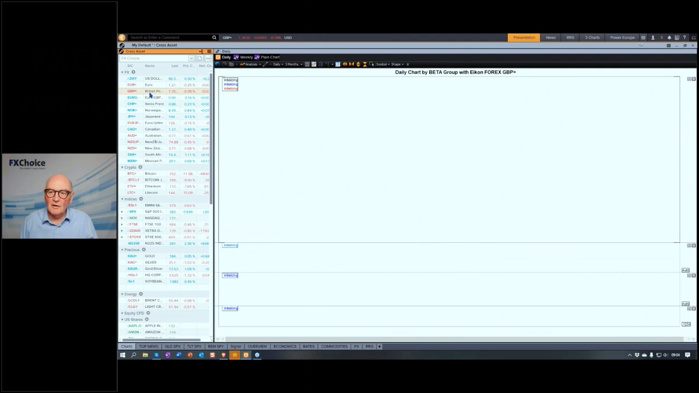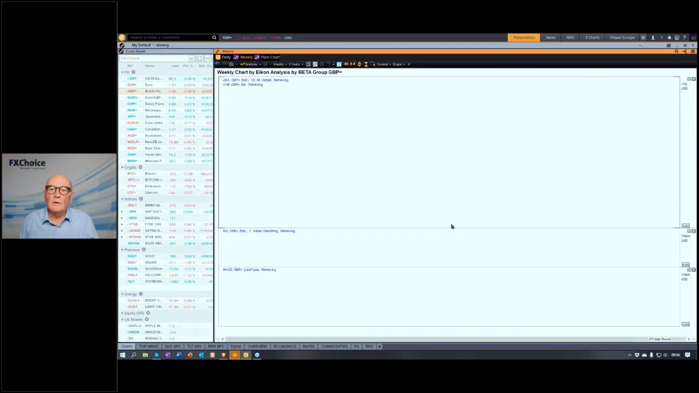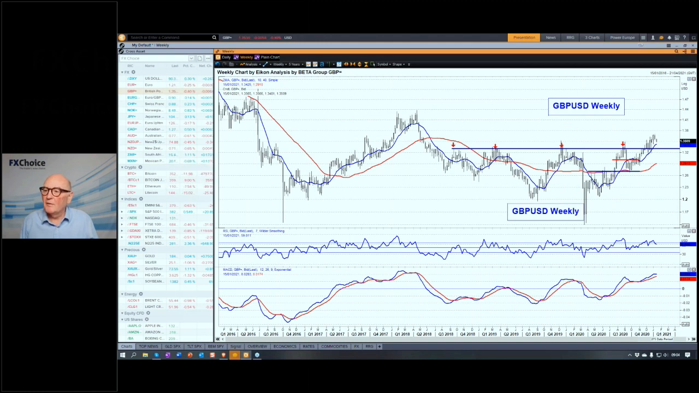Let's look at sterling cable. Just look at the weekly chart firstly. The big significant breakout was the 133 level here, and it's cleared that properly now.